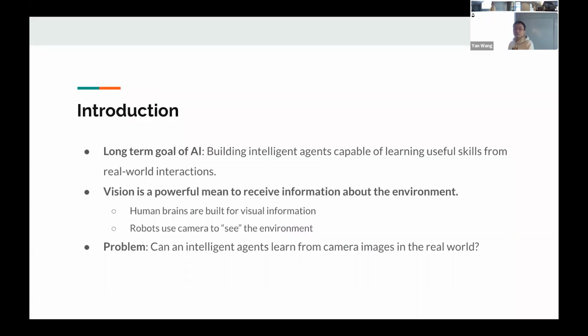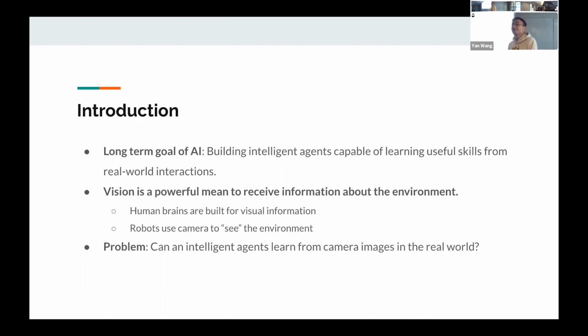A long-term objective of general AI is to build intelligent agents that are capable of learning skills from real-world interaction, which requires the perception of the environment. You may know that vision is the most important link for humans to receive information about the environment. Researchers found that over 90% of information processed by a human brain is visual.